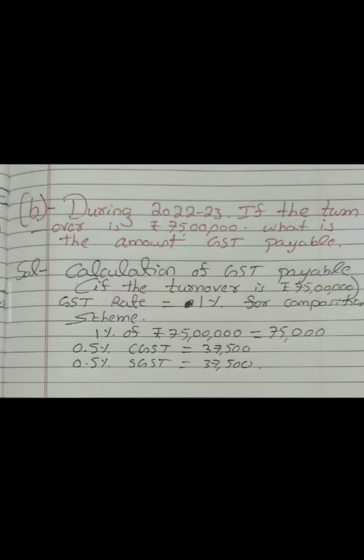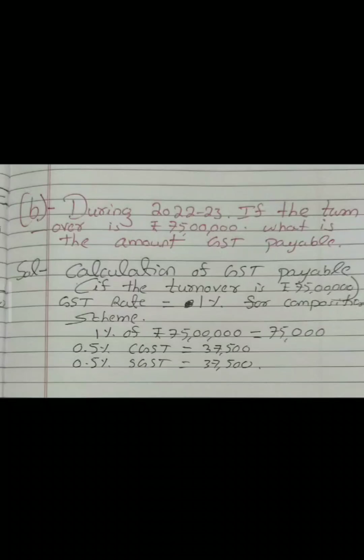Suppose there is no specific mention whether it is interstate or intrastate transaction, then we must assume that turnover should be intrastate only. So whatever this 75 lakh is given, it is an intrastate supply. Calculation of GST payable if the turnover is rupees 75 lakh. So GST rate, we know that 1% for composition scheme. It is a fixed one, 1% for composition scheme.